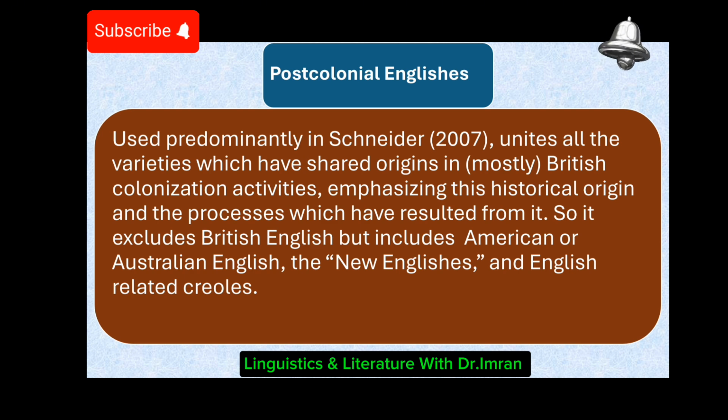Because America was also a colony of Great Britain in the 18th century. Similarly, Australia was also a colony of Great Britain. Even though these days English is spoken as a native language in America and Australia, they have native speakers. But again, we can say that America and Australia were also colonies of Great Britain. So in all these countries, English had the same origin. That's why only British is excluded here, but all the others are in. So there is American English, Australian English, and the new Englishes: Pakistan, India, Nigeria, Bangladesh, and America and Australia.